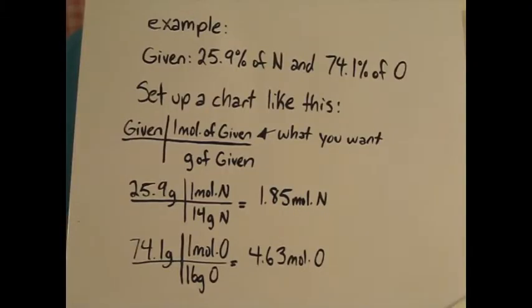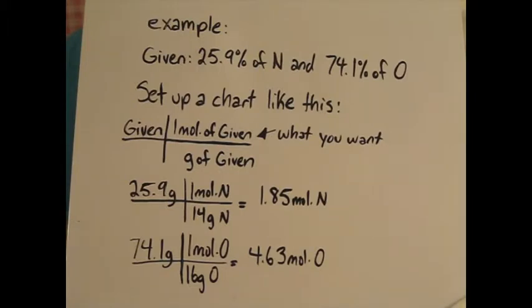Okay, here's an example of empirical formula. You are given 25.9% of nitrogen and 74.1% of oxygen. First, set a chart up like this. You have what you're given on top, the grams of what you're given on the bottom to cancel out the grams of what you're given on top, and the 1 mole of the given, which is what you want. So first you set up the 25.9 grams of nitrogen that you're given. You look to the periodic table to find the grams of nitrogen and put that below to cancel out. Then you put 1 mole of nitrogen, which you're trying to find. Multiply across the top, multiply across the bottom, and then divide the top by the bottom. You should get 1.85 moles N.